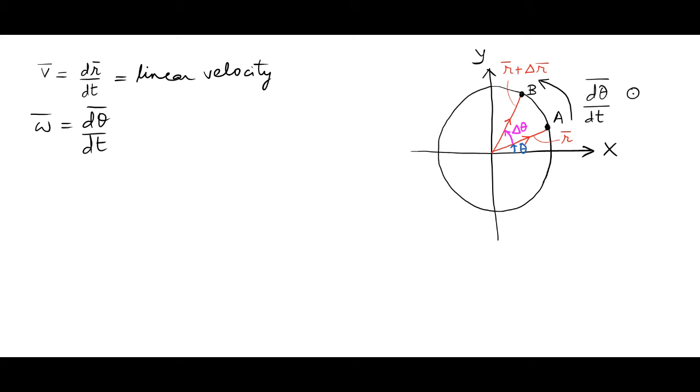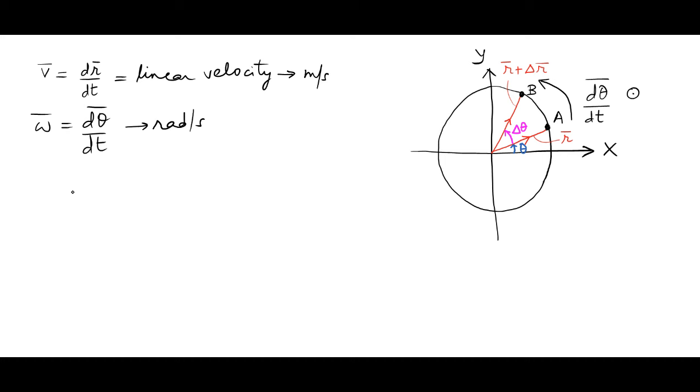Now omega bar is the rate at which this particular radius vector is going round and round like that, and its unit is of course radians per second, whereas v bar is the well known linear velocity and its unit is meter per second. Now we have seen in class that v bar and omega bar do not bear a simple relationship to each other.